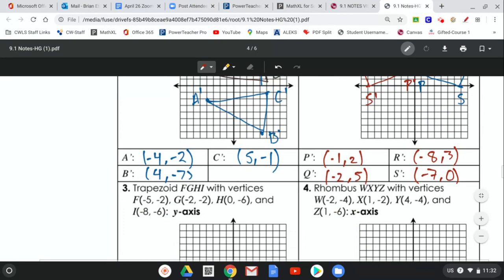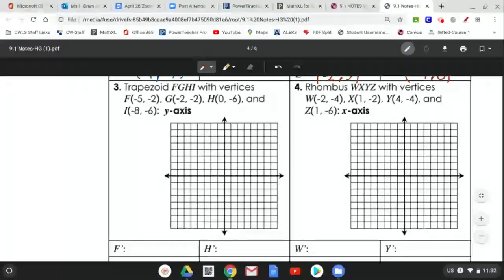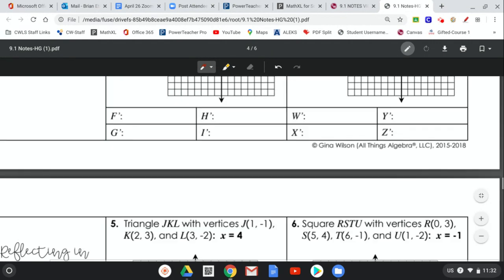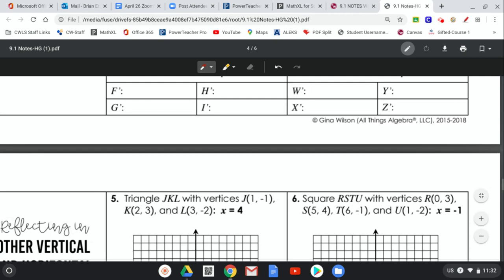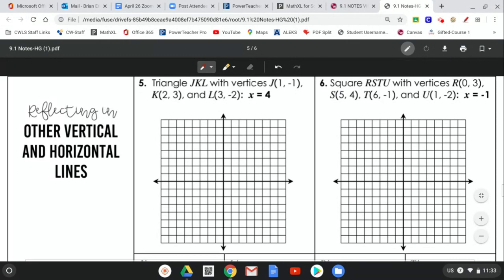All right. So guys, what I want you to do is 3 and 4. Try number 3 and 4 on your own. Graph the trapezoid and the rhombus on Desmos or whatever you're using, and then find those points. Check your coordinates for the images for both of those problems on Canvas. All right, that's where the answer key is located.